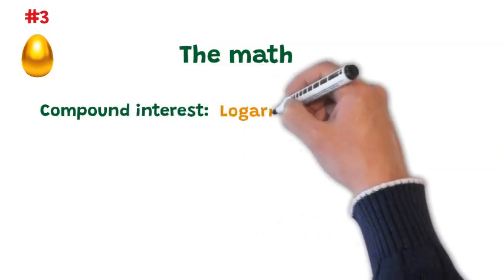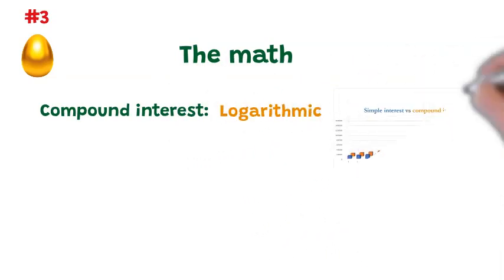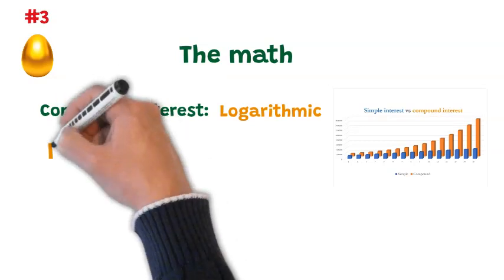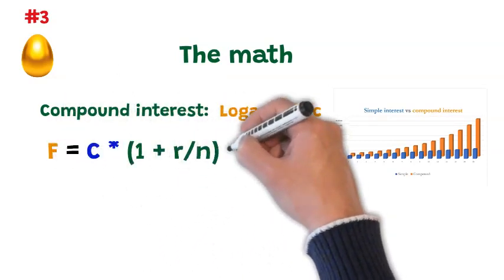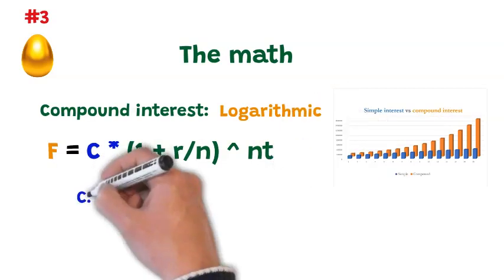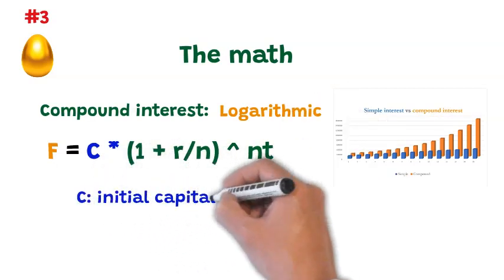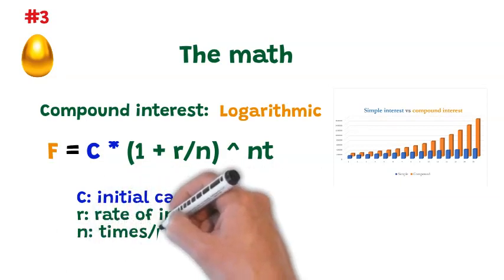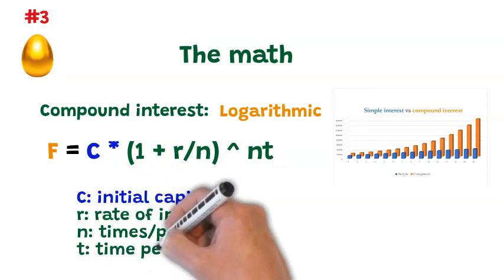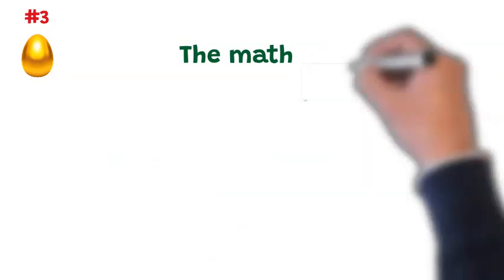The growth with compound interest is logarithmic. The formula to calculate the final capital at any time is as follows: F equals C times 1 plus R over N to the power of NT, where C is the initial capital, R is the interest rate, N is the number of times the interest is applied per time period, and T is the number of time periods.